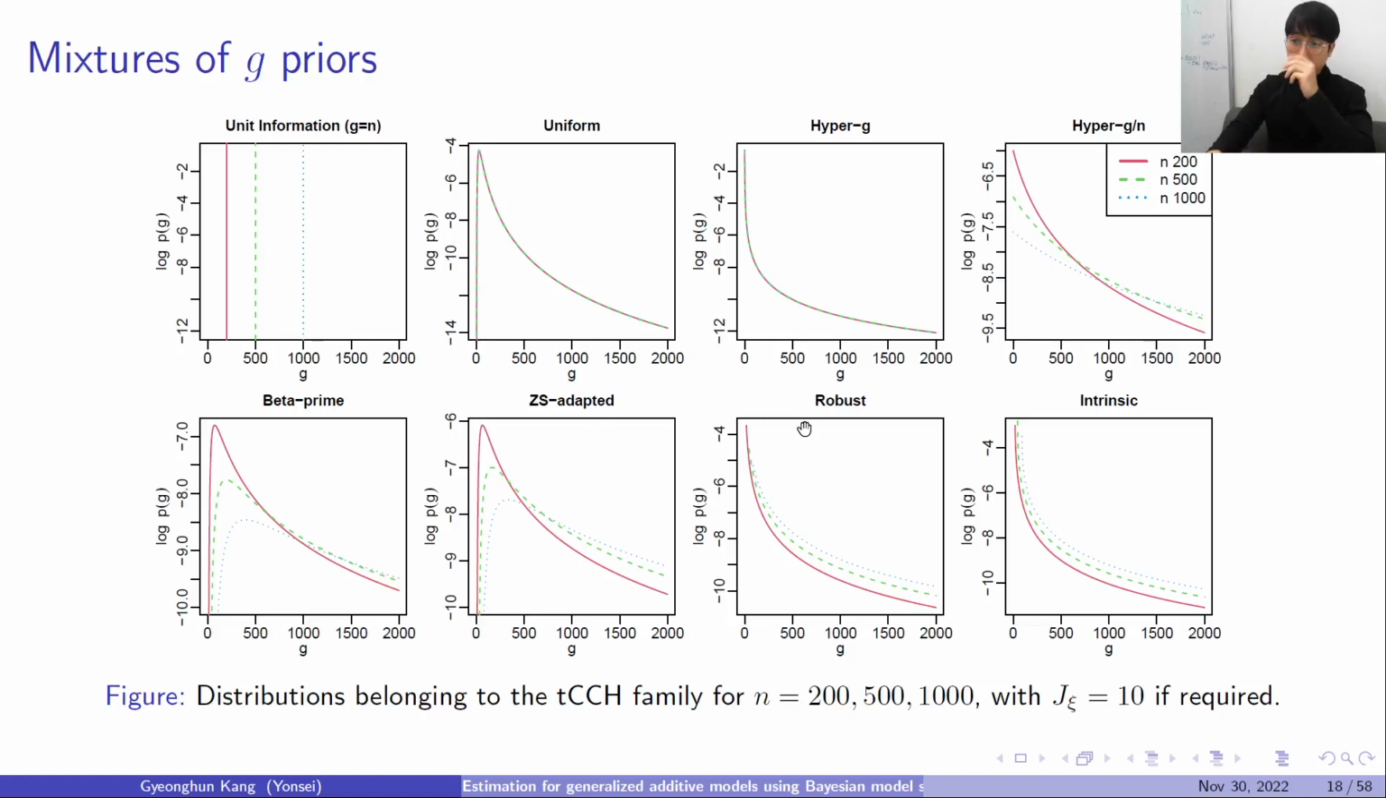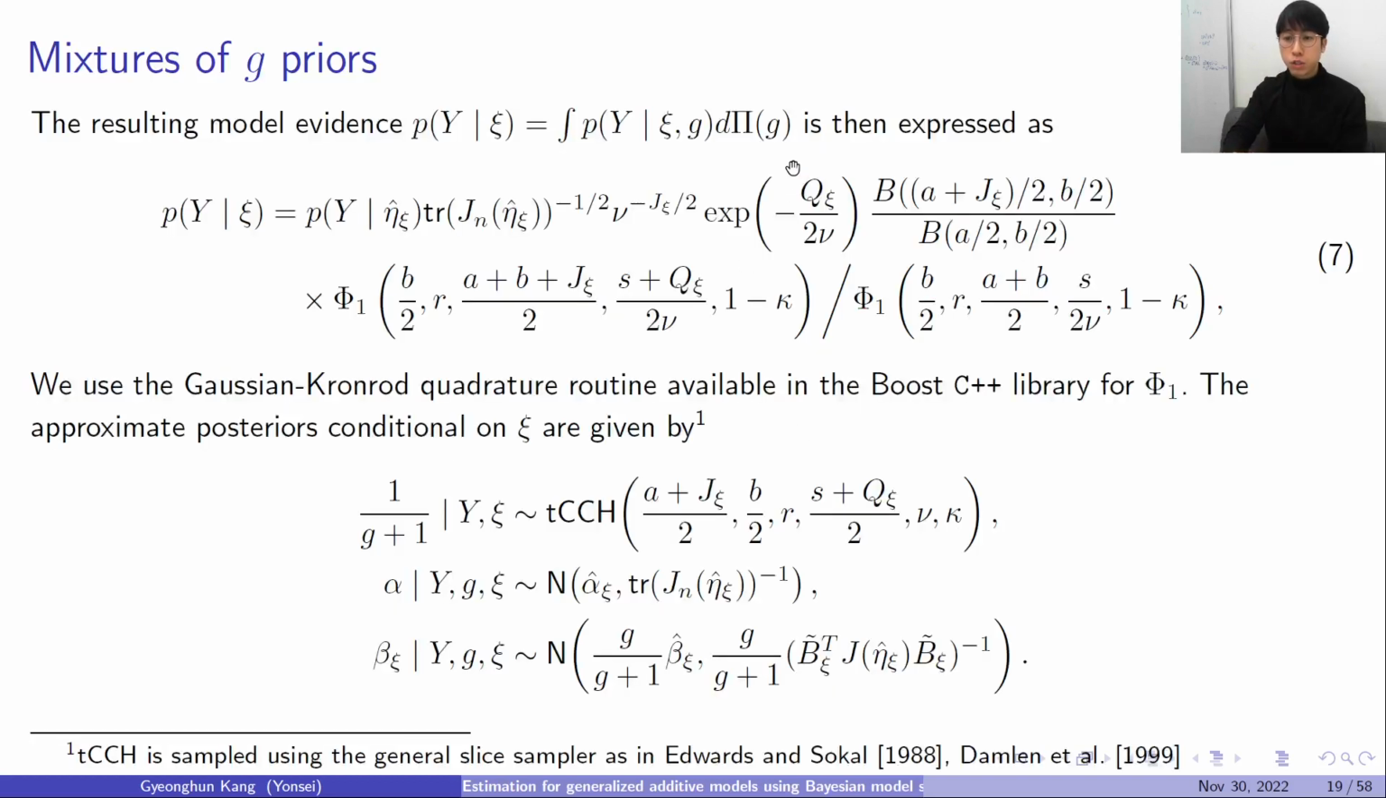So for now, if we specify a prior on g, then we have to face a different model evidence here, because we have to integrate out g, and it becomes this formula. We also have the posterior distribution of g, which is a truncated compound confluent hypergeometric distribution. The evaluation of this transcendental expression is very straightforward by using one-dimensional Gauss-Kronrod quadrature numerical integration. And sampling from this distribution is also straightforward by using the general slice sampler.